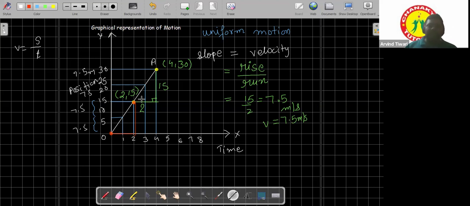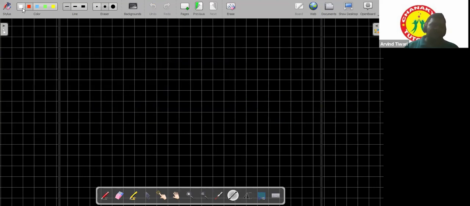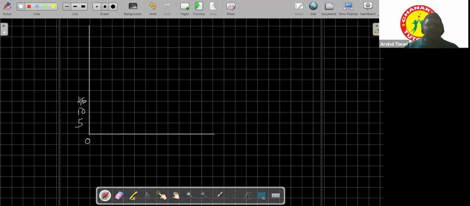Now suppose, again, I try to make a graph, but now I'm not getting a straight line. Again, I'm taking similar values. So here I'm depicting the motion of some other particle. Let's say again, this is O, 1, 2, 3. Let's take here 5, then 10, 15, 20, 25, 30. So this is again position and time.